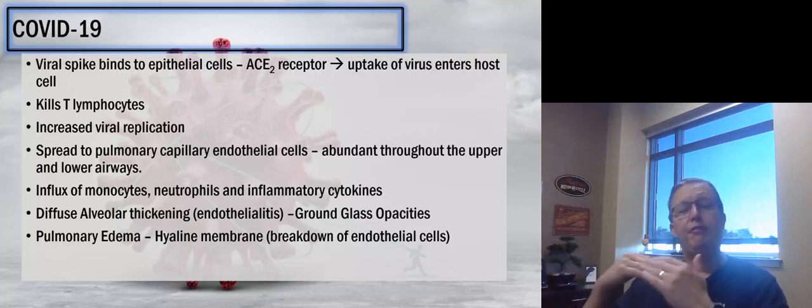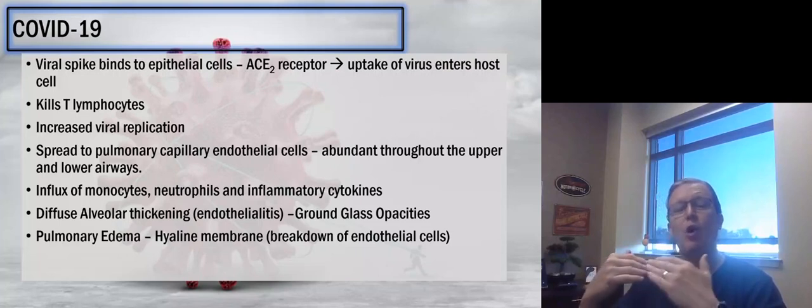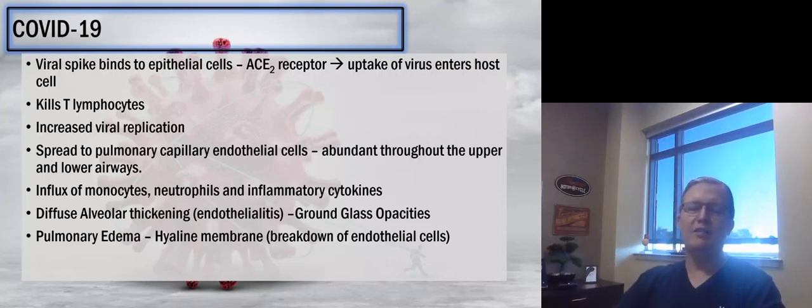So you have fluid in the interstitial space, that pulmonary edema. You also have alveolar edema, in addition to a hyaline membrane forming over that, which makes oxygenation and ventilation very difficult in these patients. So that's what creates such a severe illness from COVID-19.